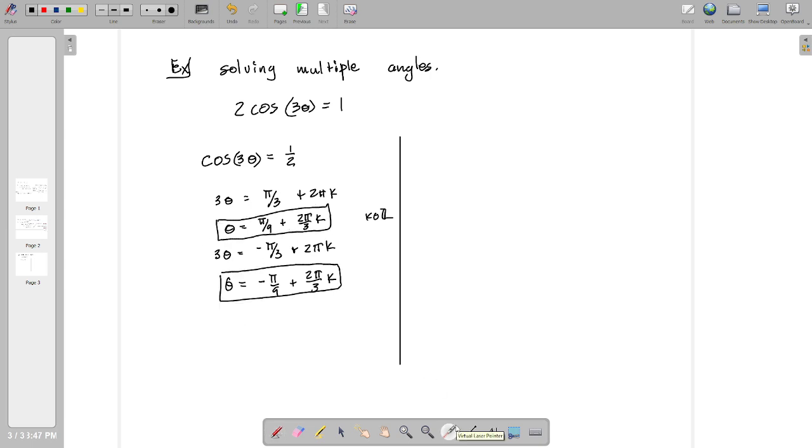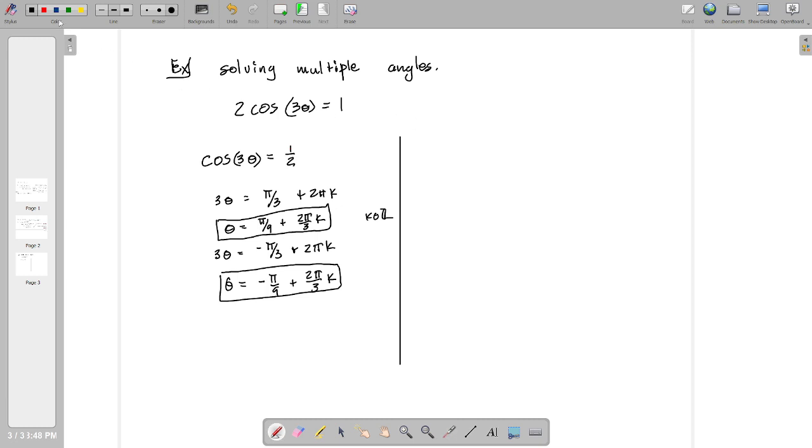Now, if you check them, remember that we're plugging in for theta, not for 3 theta. So pi over 9, if we plug that in for theta, we've offset this solution by a factor of 1/3 in order to account for this 3, is another way to think about it. So if we plug in pi over 9, we have 3 times pi over 9, and that will cancel, and you'll end up with just pi over 3 inside the parentheses, which will give us then cosine of pi over 3, which is equal to 1/2.